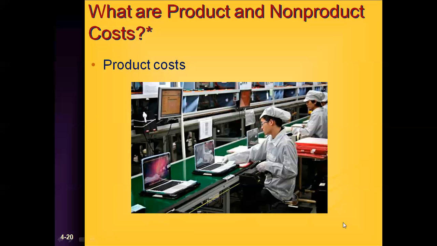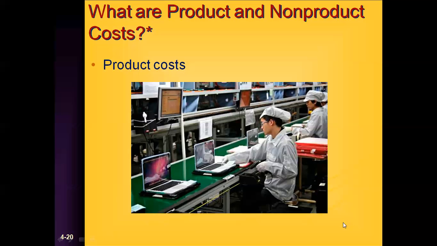Hey, we're going to talk about different types of product and non-product costs today. The reason these are important is because if you're a company that manufactures products, you need to have a good understanding of what the different types of costs are that go into the manufacturing of your product.